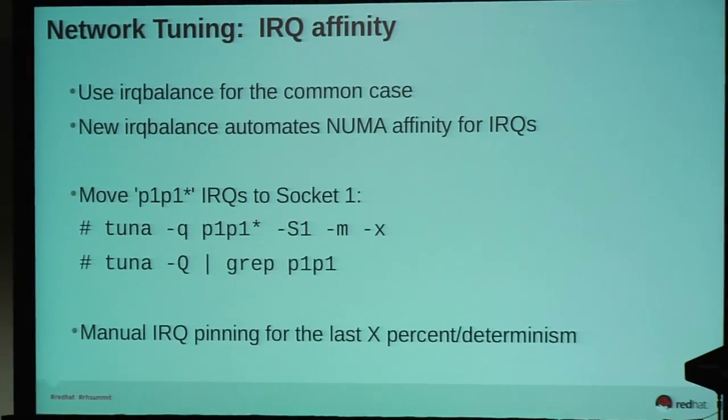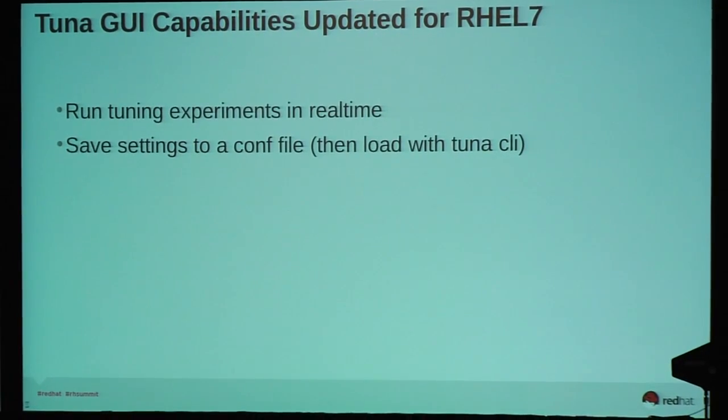Back to Jeremy. I'm going to burn through these because I want to make sure Larry has time for perf, which is probably the most exciting tool. We did add some features to Tuna for RHEL 7. This is stuff from last year where you can do all this on the command line. This is setting affinity for IRQs on the command line. Again, slides will be available on the customer portal in a couple of days.